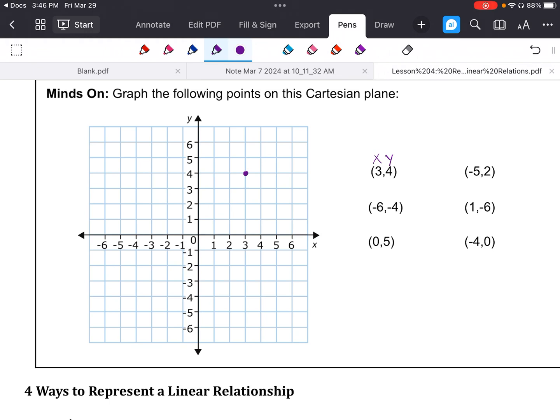Okay, then we have left 5, so to negative 5 on the x, up to 2, over to negative 6 on the x, and down to negative 4 on the y. Positive 1 on the x, negative 6 on the y. Okay, (0, 5) doesn't move over at all. That means it is a y-intercept. It just moves up 5. And (-4, 0) moves to negative 4 on the x, but does not move up or down. So that is an x-intercept.